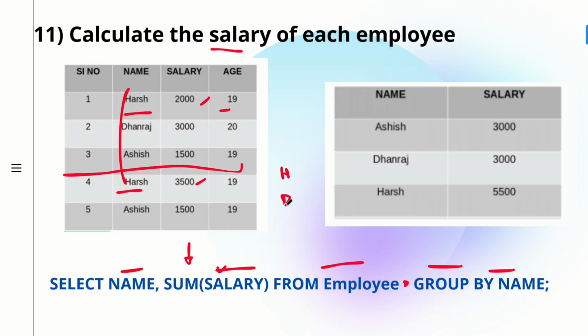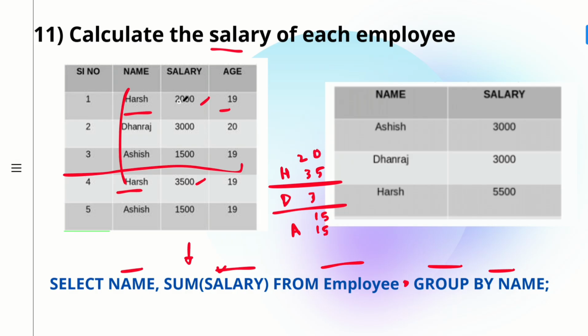Then we have Dhanraj. Yes, then we have Ashish, right? So unique values we have got, but they should be grouped also, right? It cannot just give you Harsh 2000 and then skip this 3500. So what group by is going to do is give you groups. So Harsh is one, it is going to group by name, but it will have two values here, Harsh 2000 and Harsh 3500. Then Dhanraj, how much is he earning? He is earning 3000. And then Ashish, how much is he earning? He is earning two times, right? 1500 and 1500. So this is what your group by does.